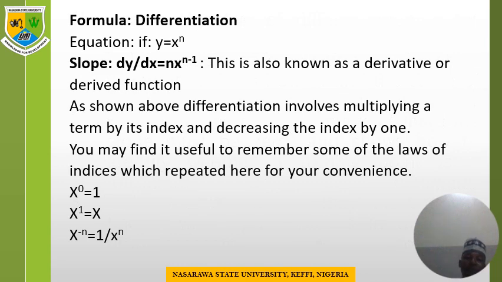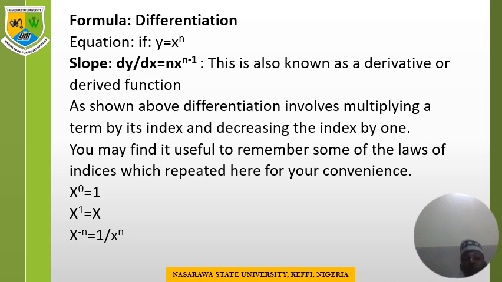Formula for differentiation. Once an equation is given to you, if you want to find the slope for that equation, each term has a coefficient, and there is an index for each and every term of the equation. So you have to multiply the term by the index, and decrease the index by 1. That is the formula of differentiation.